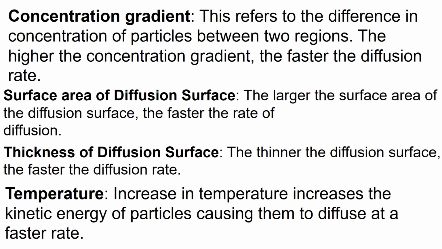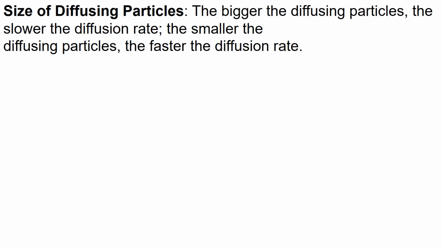How does temperature affect diffusion? Remember, temperature is just a degree of hotness or coldness of a region. So now, an increase in temperature increases the kinetic energy of particles, causing them to diffuse at a faster rate. Okay, so let us also look at this one, the particle size. The bigger the particle size, the slower the diffusion is going to be. The smaller the particle size, the faster the diffusion is going to be.